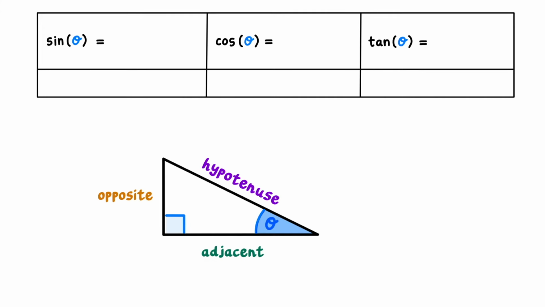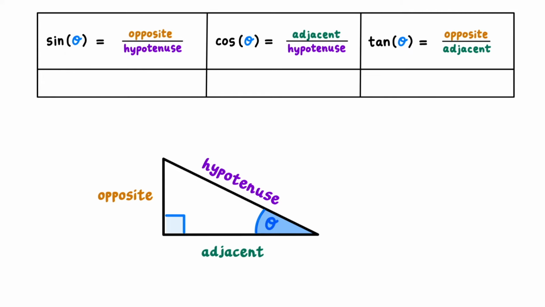We've got some practice identifying the hypotenuse, opposite, and adjacent. This is a crucial building block when it comes to the trigonometric functions sine, cos, and tan, since each of these is defined as a ratio of these quantities. The sine of theta is defined to be the opposite over the hypotenuse. The cos of theta is the adjacent over the hypotenuse, and the tan of theta is the opposite over the adjacent.